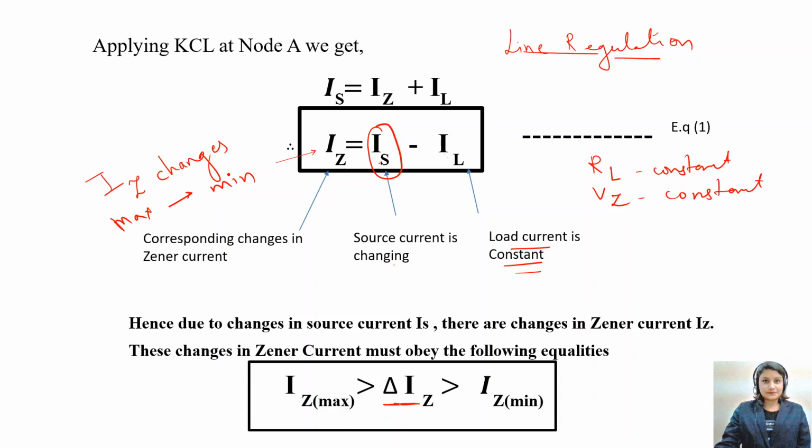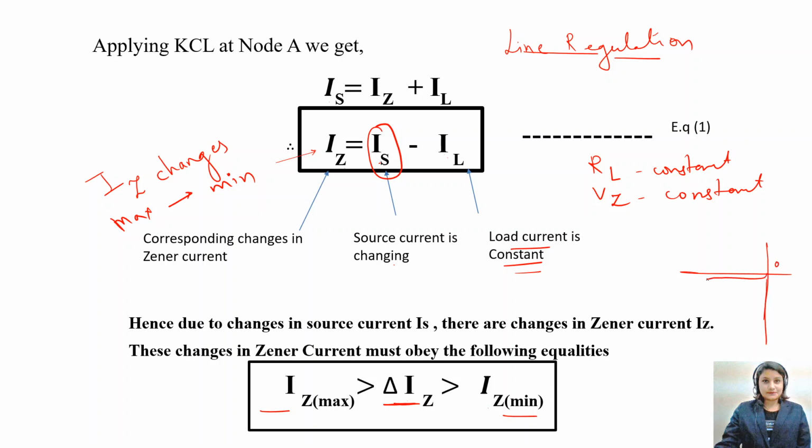Now, the most important thing is the changes in IZ, whether it is the IZ max value or the minimum value. That means the changes in Zener current we have to keep within two limits, right? The Zener current should be greater than IZ min, and it should always be less than its maximum value, IZ max.